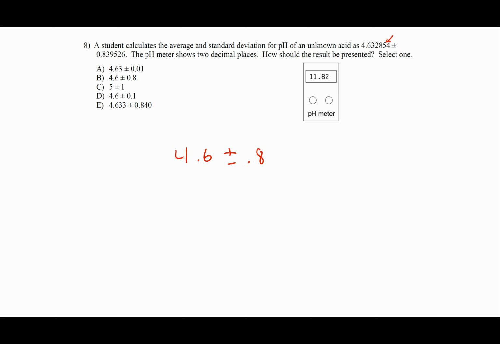4.6. Am I doing better than my instrument? Well, here's a picture of my instrument. My instrument can go plus or minus 0.1. What's bigger, plus or minus 0.1 or plus or minus 0.8? Plus or minus 0.8 is bigger. Boom. Answer is B.